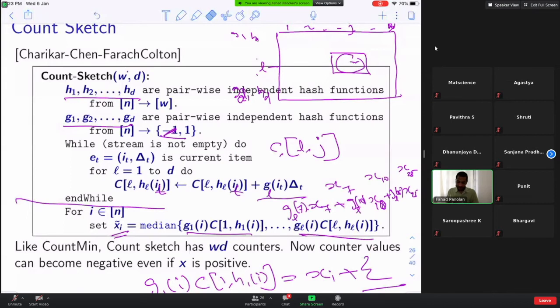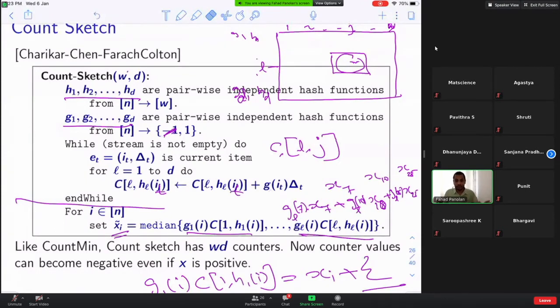So like count-min, we have w times d counters, but counter values could become negative also, right? When you do this signed summation, some of them will go negative, even if your input is positive. Even if all your x's are positive, sometimes a counter may go negative. Okay?